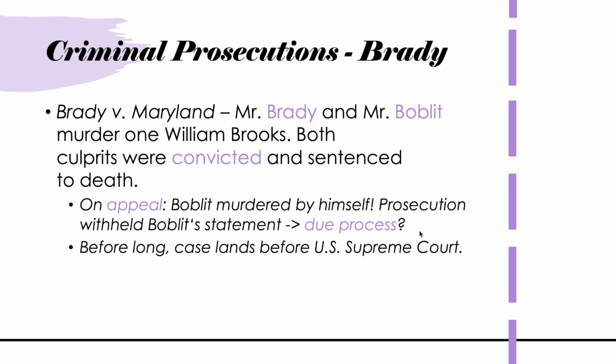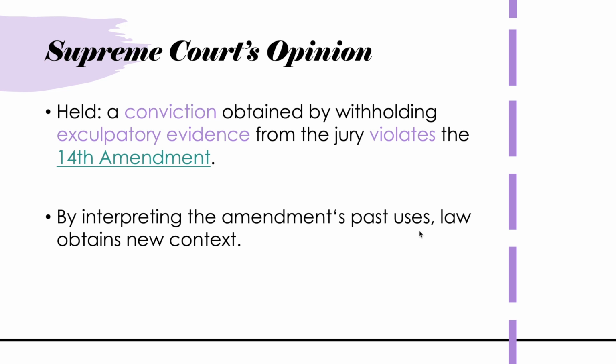Before long, the case lands right before the US Supreme Court. The court held that a conviction that was obtained by withholding exculpatory evidence from the jury does violate the 14th Amendment's due process clause. Now, exculpatory evidence is a fancy word for favorable evidence to the defense. So, anything that could weaken the prosecution's case, essentially.